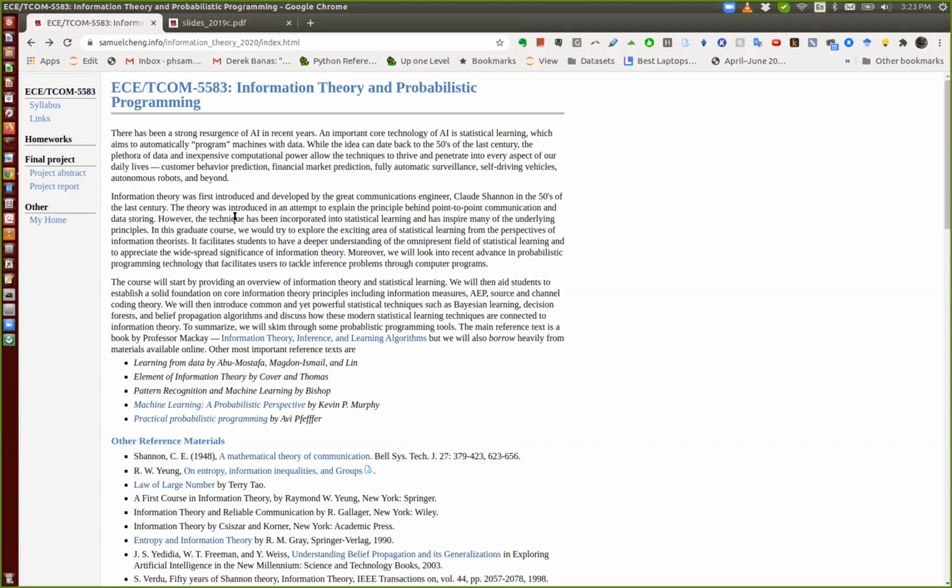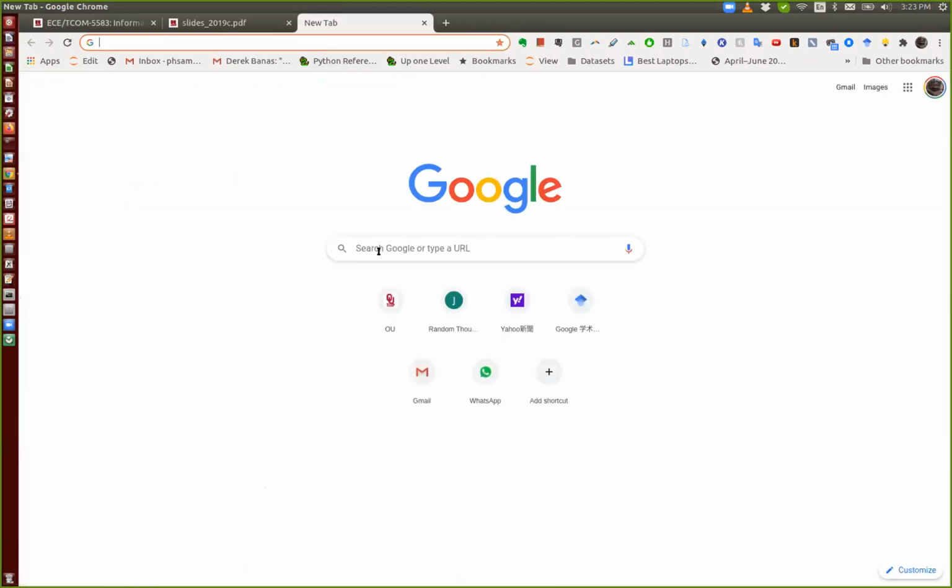And I think one problem with the course is the title. I don't think information theory is very attractive. The title itself probably turns off lots of students. That's the reason I put in probabilistic programming. And okay, when I say probabilistic programming, maybe I should explain that a little bit.